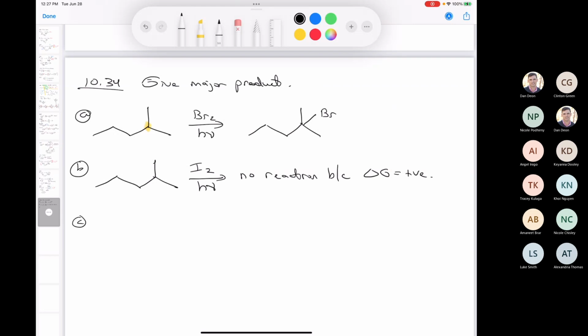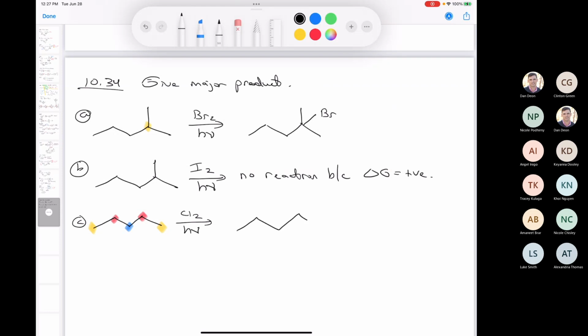The next one, we have C, so we have just some pentane. I think we looked at this one earlier, so I'll go over it a little bit quicker. But if we have pentane and chlorine, well, there's 3 different types of places you can add a chlorine. You could add it at the methyl at the end, the methylene's here, or the methylene in the middle. So there's 3 possible products that could be formed here.